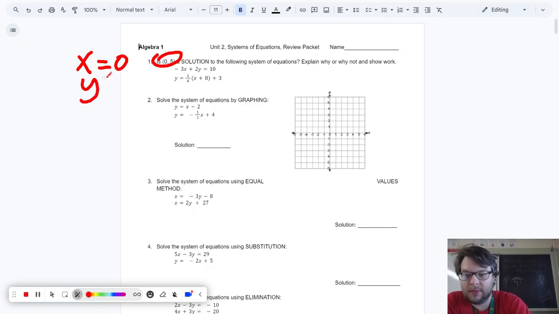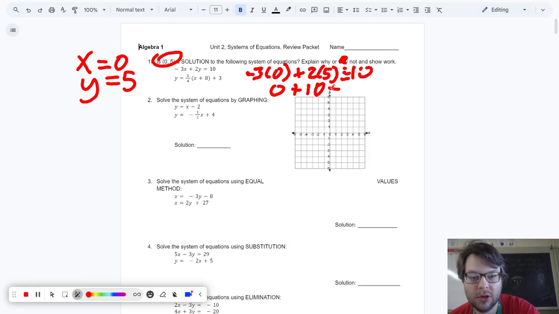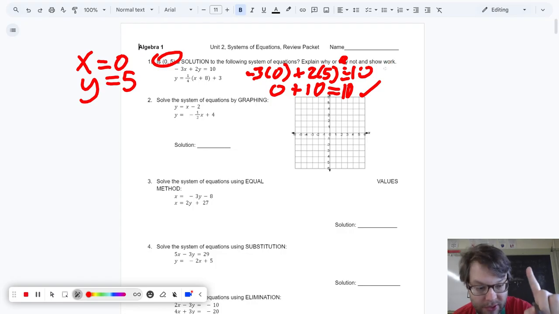So you just have to remember alphabetical order. X is 0, y is 5. And a solution means when you plug it in, you get something that's true. So let's try it. I'm going to plug in x is 0 and y is 5 into the top equation. I'm going to ask myself, does that really equal 10? Negative 3 times 0, plus 2 times 5, 0 plus 10 does equal 10, so we're in business.